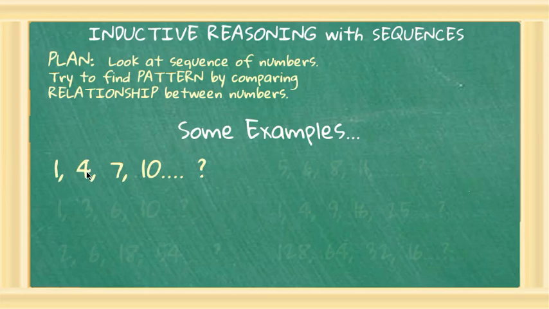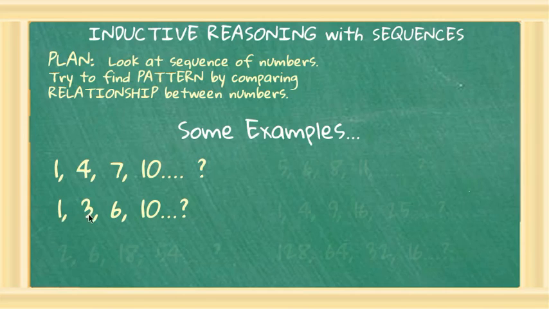1, 4, 7, 10. Well, from 1 to 4, I could be multiplying by 4, but 4 to 7 doesn't work there. Let's look at addition. 1 plus 3, 4 plus 3, 7 plus 3 is 10. So it sure looks like they're adding 3 every time. We can't be sure. There could be some very complicated pattern, but the way it looks, the number coming up would be 13. This is called inductive reasoning because we never know for sure, but we can feel pretty certain about what we're observing.